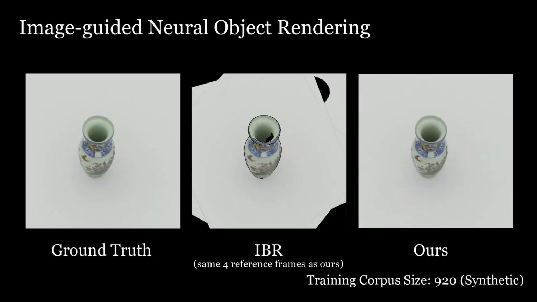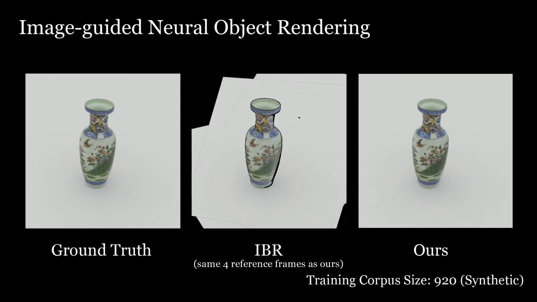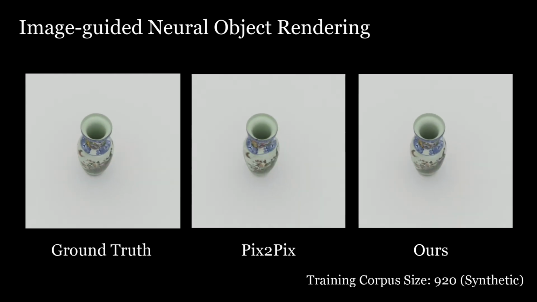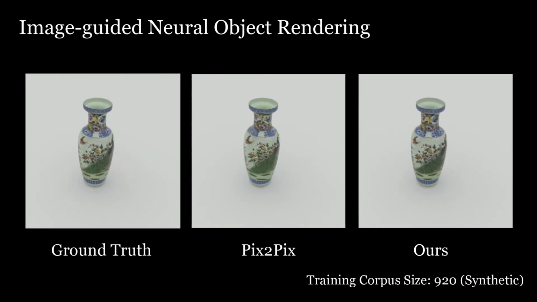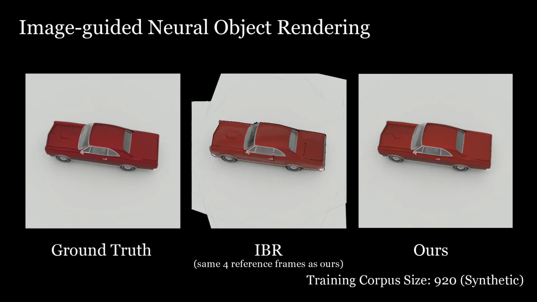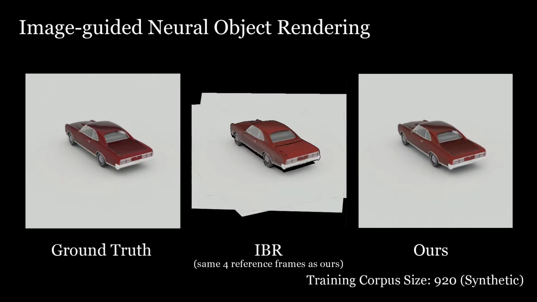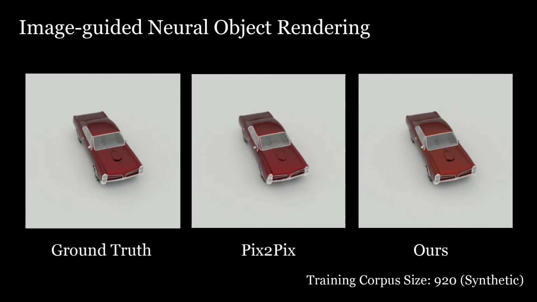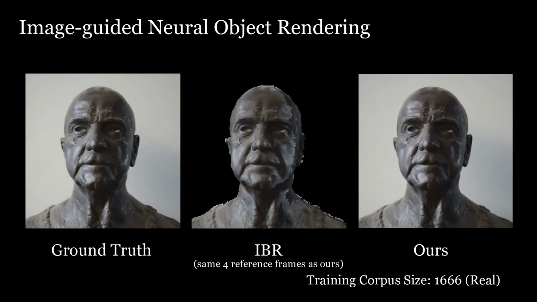Here we show some results based on synthetic input sequences. We first show a side-by-side comparison to a naive image-based rendering approach that is based on the same 4 images as our approach. Here we show a comparison to the image-to-image translation network Pix2Pix that receives the depth map as input. Here we show results on real sequences.